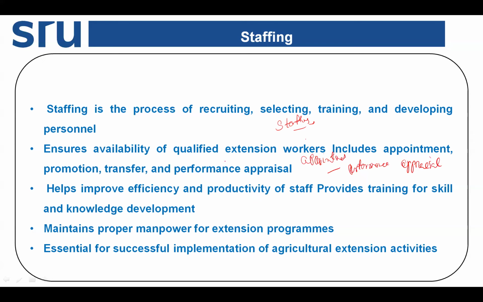And in this process, it provides training for skill and knowledge development of the staff, for increasing their capacity building. So proper training is required. It maintains proper manpower for extension programs, and the proper utilization of manpower is decided here. And it is essential for successful implementation of any kind of agricultural and extension activities. Proper staffing is required.